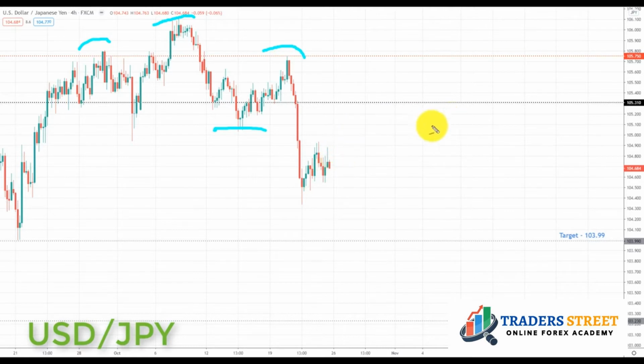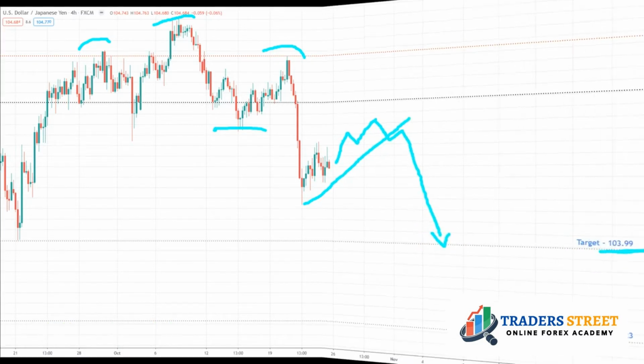But any deeper correction towards the 105.310 is going to be viewed next week as an opportunity to start to look for bearish setups. And we're going to be looking at initiating shorts down towards the next key area of support to the downside and the target set at the 103.99.